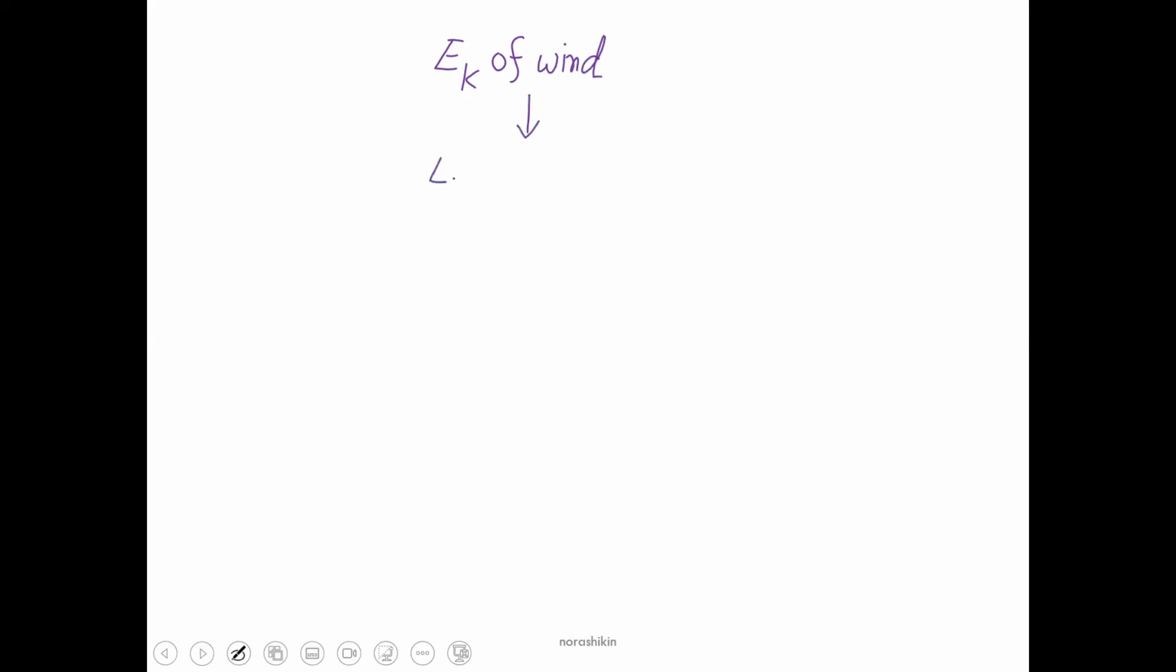This converts into kinetic energy of turbine. It converts into electrical energy from generator. You have to copy this.